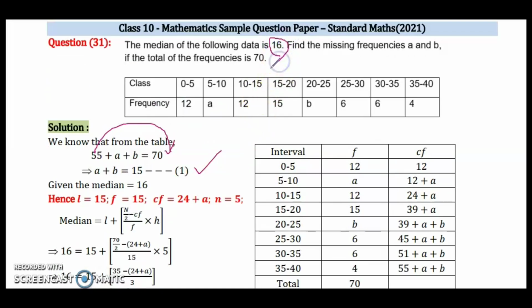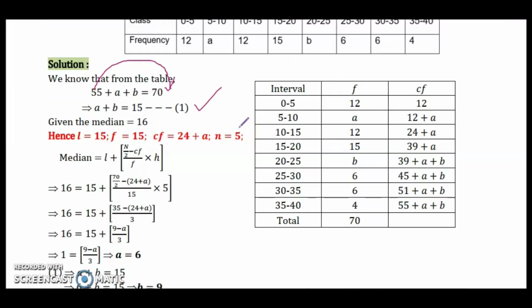The median of the given set of data is 16, right? Everybody knows the median formula. To identify the median value, we have to estimate the median class and all the other values. Therefore, the median is given as 16, so 16 is near to here. That means what is the median class? The median class is 15 to 20. That is L equal to 15.